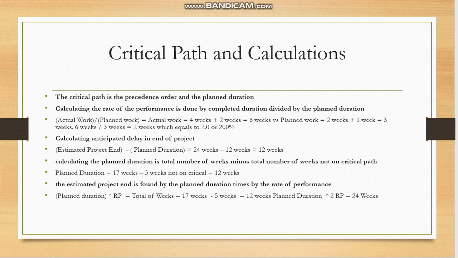The estimated project end is found by planned duration times rate of performance. So the total weeks is 17 weeks minus 5 weeks equals 12 weeks, and the rate of performance is 2, so 12 times 2, you get 24 weeks.